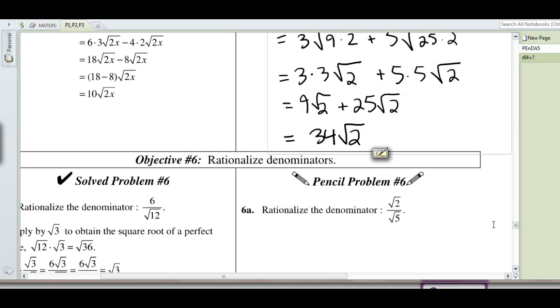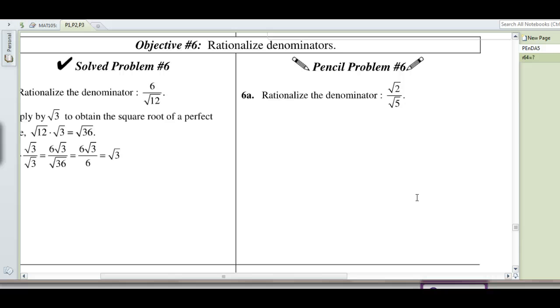Okay, so now we're going to talk about rationalizing the denominator. And when they say rationalize the denominator, they just mean we don't want to see any square roots in the bottom. So the way you go about doing this is you just use the fact that if you have the square root of 5 times the square root of 5, that is equal to the square root of 5 squared, which equals positive 5. Whenever you have a square root and you multiply it by another square root of the same value, you just get the regular number back.